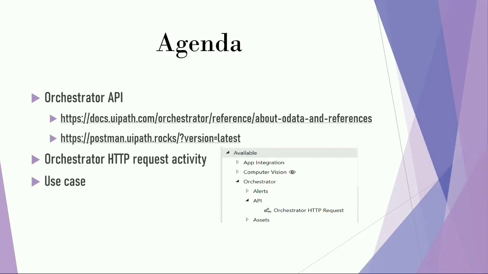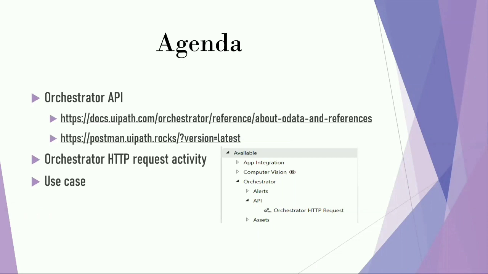UiPath is also providing one activity for easy and direct access to Orchestrator API, which is the Orchestrator HTTP Request activity. You might have seen this activity under Orchestrator, then API, in the activity panel. So you might say that there is one more activity, which is HTTP Request. Is that the same? Or is there any difference between these two?